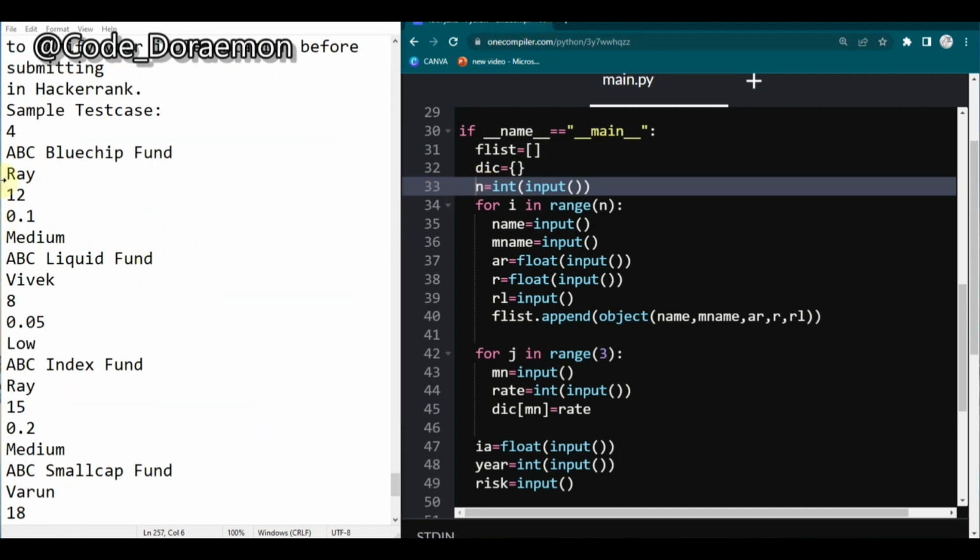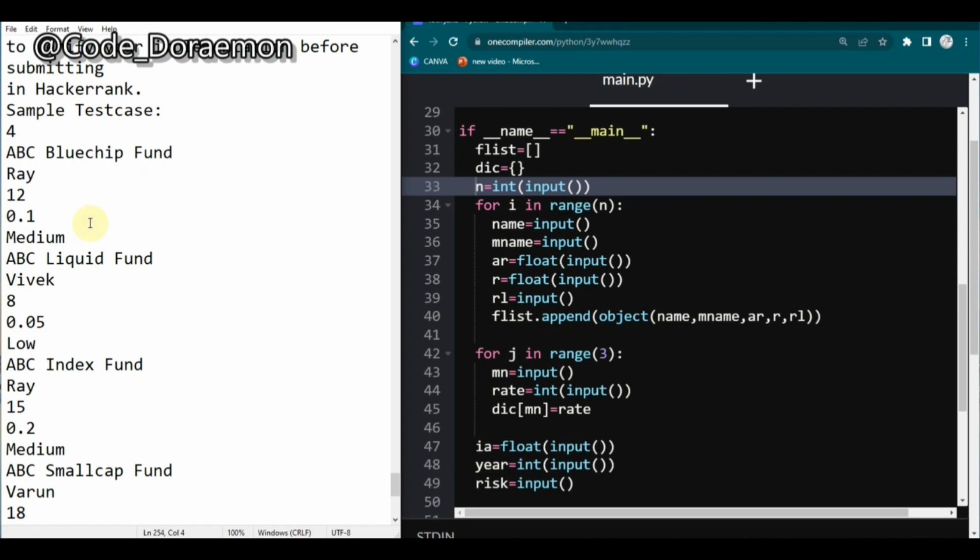As you can see, the first thing we get is the 4, which is going to be the number of inputs. And for each set, first you will get the mutual fund name, the manager name, the annual rate of interest, the commission and the risk. So this question is based on mutual funds. If you have any idea of mutual funds, then it is well and good. And if you don't have, this question will be terrible to solve for you.